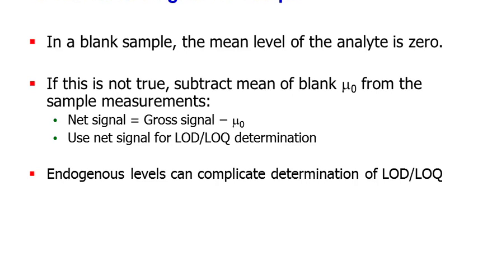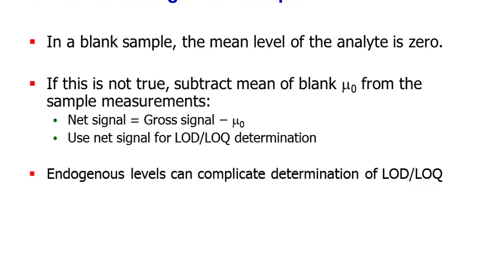Now, up to now, we were kind of in the idealized world of normal distributions with zero mean, which is not really the case. When you actually do a measurement, the blank is not going to have a zero mean. It is going to have some positive mean. And so what you do is you subtract the mean of the blank, define that as your net signal, and then use that in your calculations.